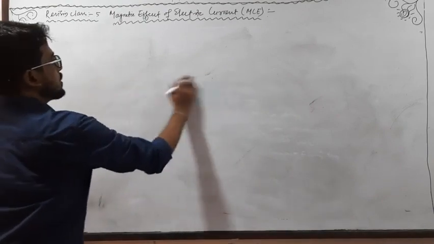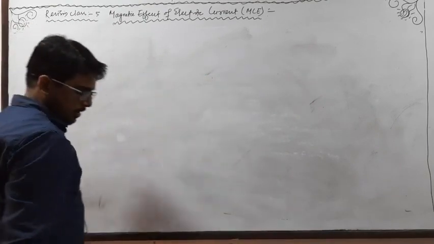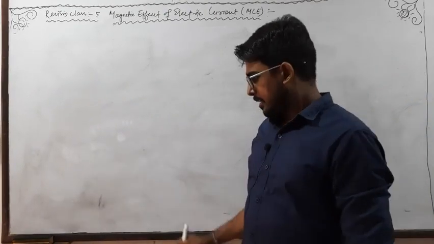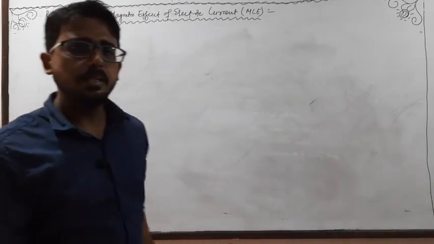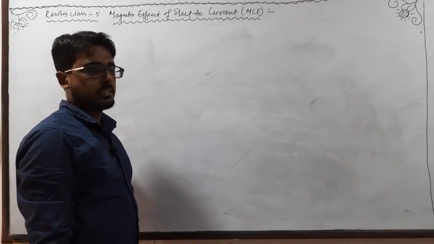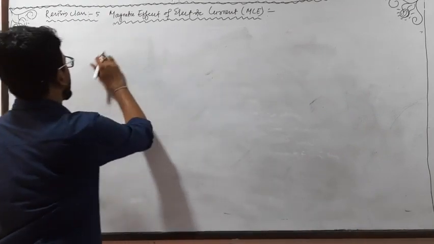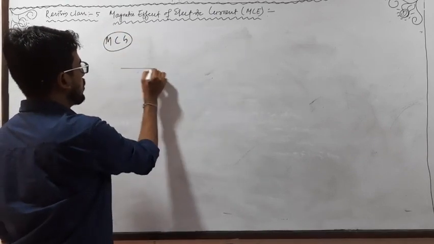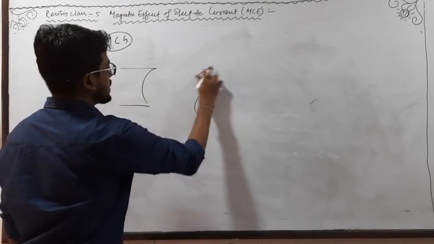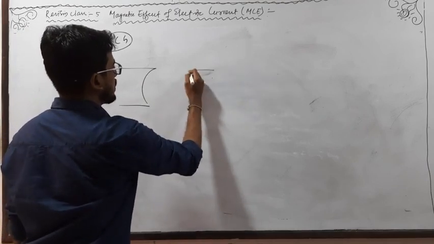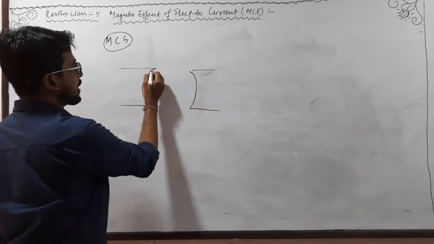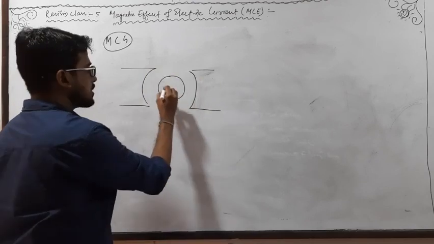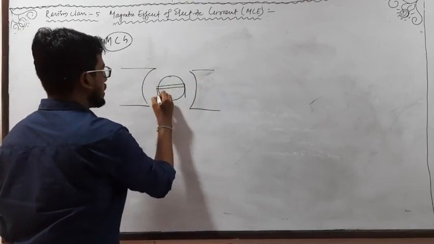Next, by this concept of a current carrying conductor experiencing a torque, we get a most important instrument in each and every electrical circuit, known as a galvanometer, or moving coil galvanometer. In a moving coil galvanometer, there are two strong cylindrical magnets, due to which the magnetic field within it will be radial, and a cylindrical soft iron core on which a coil is wrapped.